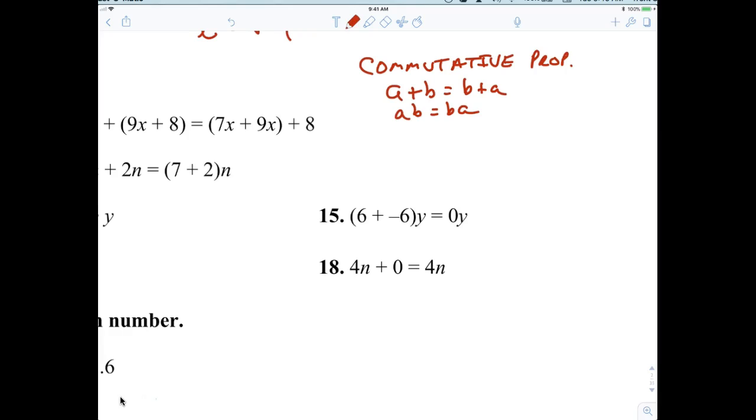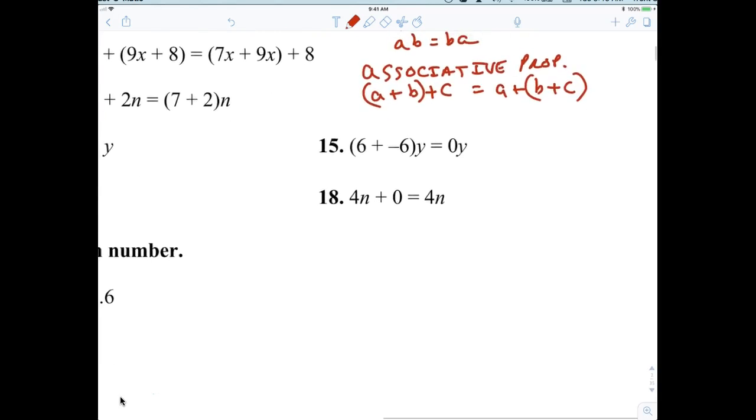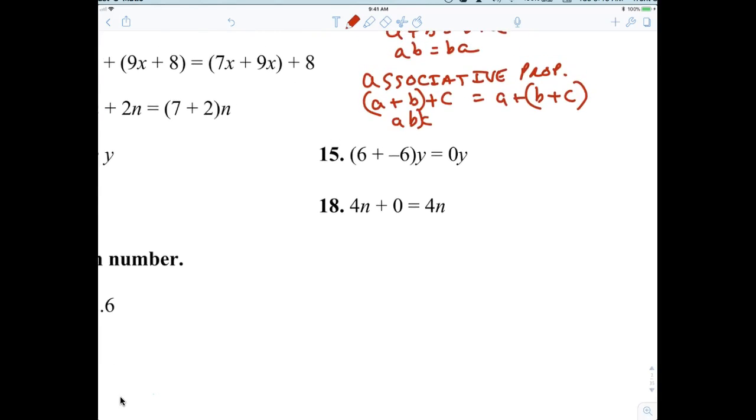All right. Now, we also have the associative property. The associative property deals with (A plus B) plus C is equal to A plus (B plus C). Now remember, it has to do with the grouping symbols. The associative property could also be (AB)C equals A(BC). In other words, it doesn't matter what order you multiply or add, the answers will always be the same.